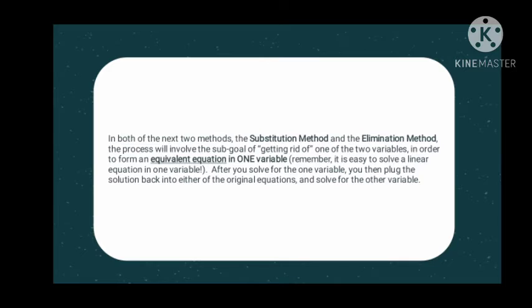In both of the next two methods, the substitution method and the elimination method, the process will involve the sub-goal of getting rid of one of the two variables in order to form an equivalent equation in one variable. Remember, it is easier to solve a linear equation in one variable. After you solve for the one variable, you then substitute the solution back into either of the original equations and solve for the other variable.